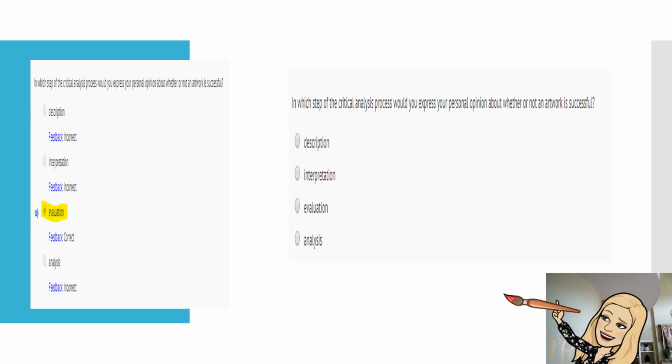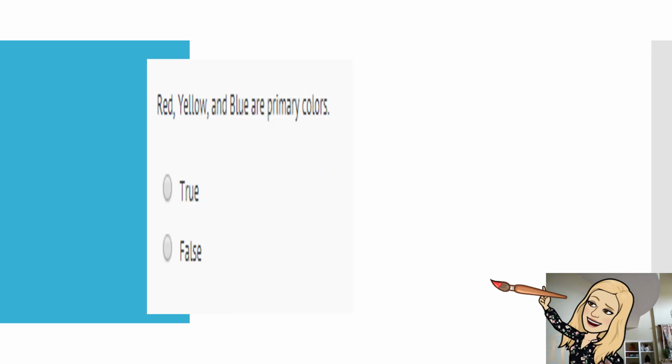This is what I do for you. I evaluate your artwork. And with your evaluation, when you see your grade, then you can determine whether you think that your artwork was successful or not, correct? So that's where I tell you in the evaluation how I think you did, how I think that you were able to successfully take care of the things that were on your rubric. So the correct choice is evaluation. Moving forward.